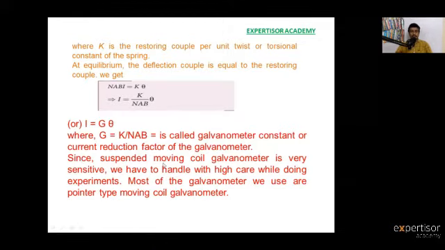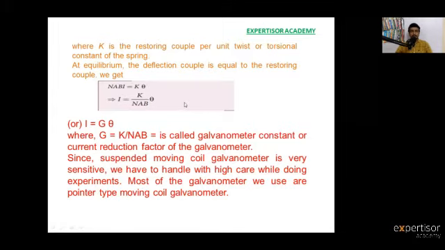Since a suspended moving coil galvanometer is very sensitive, we have to handle it with high care while doing experiments. Most of the galvanometers we use are pointer type moving coil galvanometers. Here G is the galvanometer constant.